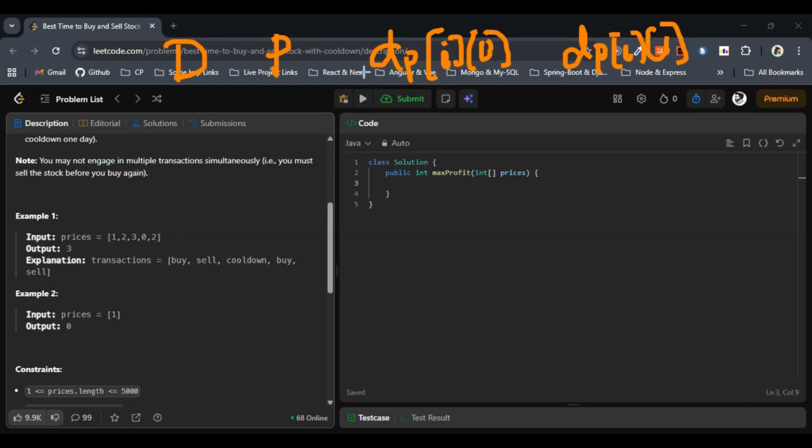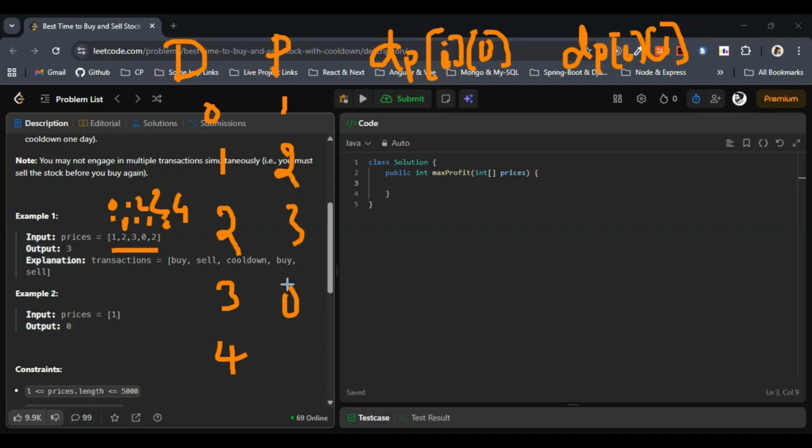These are the four columns we'll be going with. We have 0 to 4, nothing but 5 days, starting from the 0th index: 0, 1, 2, 3, and finally 4. So day, as 0 index, we'll consider 0, 1, 2, 3, 4. Price is 1, 2, 3, 0, 2. So what is dp of i,0? It will be max of dp of i minus 1,0 and dp of i minus 1,1 plus prices of i, nothing but either we rest or sell today.